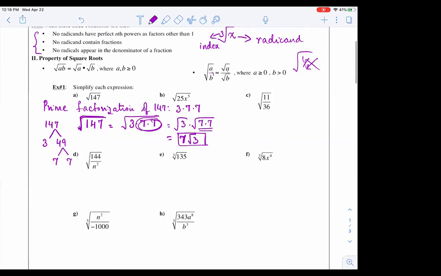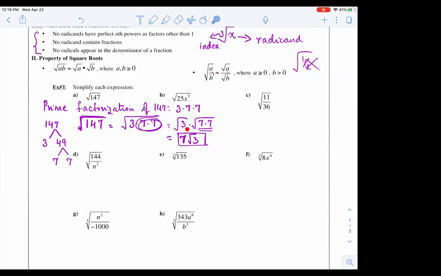And then I'm going to use this property right here. When you have so many things multiplied together inside the radical, you can split them. Since the 7 and 7 is a perfect square, when you split them, it's the square root of 49, which is 7. That 7 is not inside the radical. That is outside, because it's actually the square root of 49. That is why the 7 is now outside.